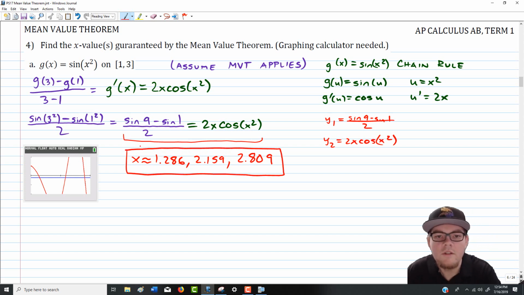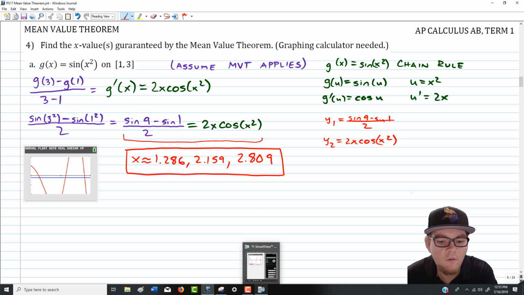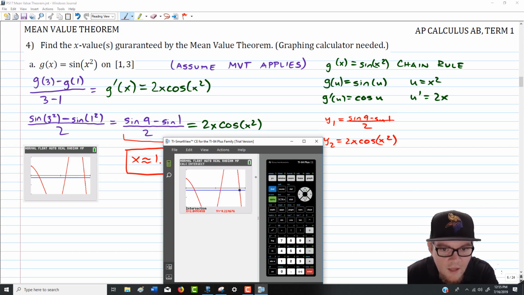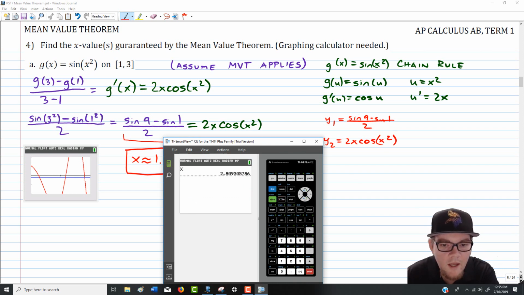And just as a reminder, those are the values we were looking for. They're the ones guaranteed by the mean value theorem. Remember, what this tells us is that the slope should be equal to our average rate of change at those points. Well, if we plug in one of them, and in fact, I'm going to choose the last one, which is right now stored as x, there's 2.809. I'm going to store x as a for simplicity.